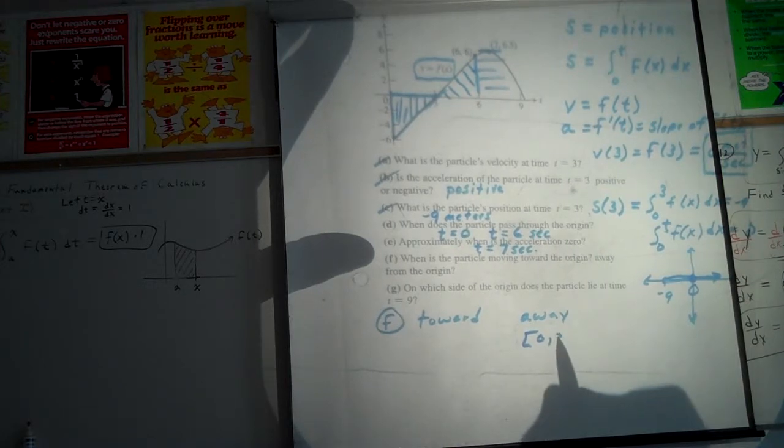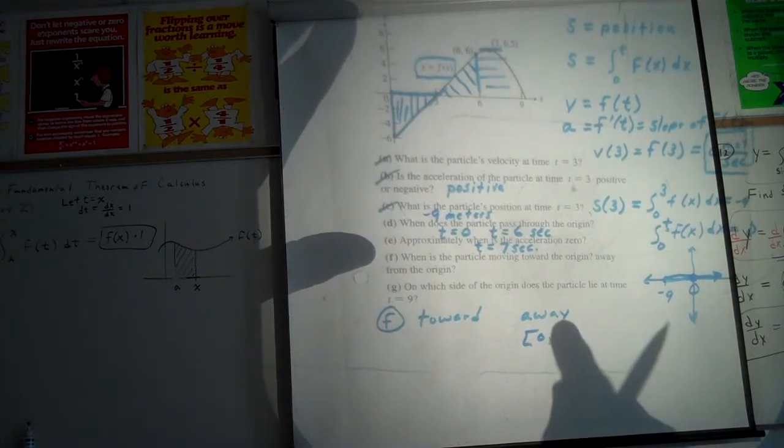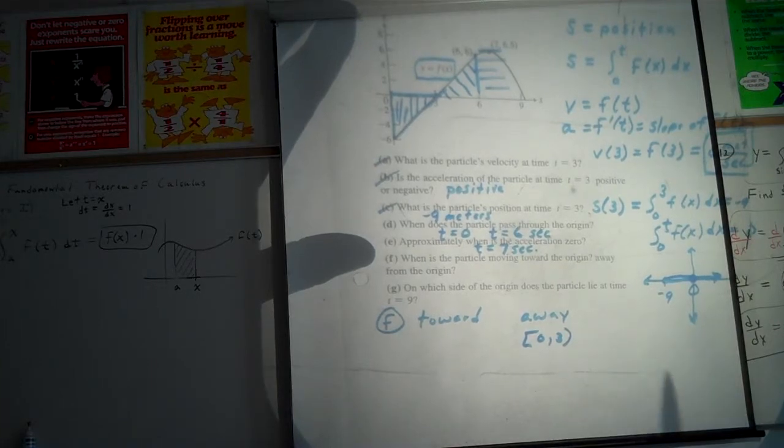So one of the intervals when it's moving away from the origin would be from 0 to 3 seconds. Well, actually, 0 to 3 seconds, with a curved bracket, right? At 3 seconds, it's actually switching directions. So I wouldn't really say that's moving toward or away from the origin. Okay?